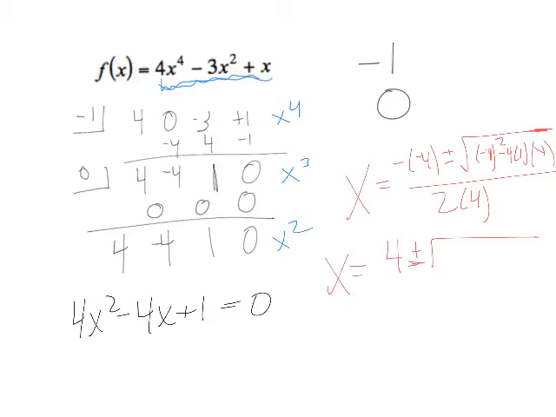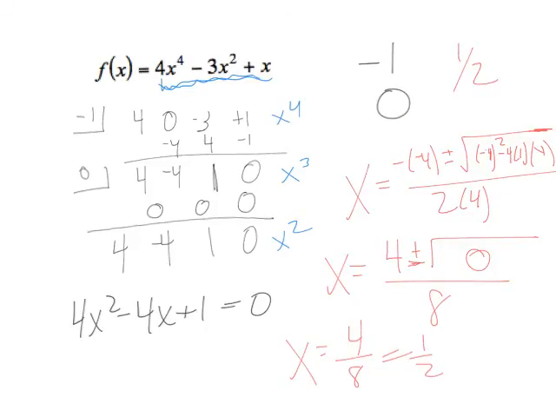All right, so underneath the square root, we have 16 minus 16, so that's going to give me 0. And then I have 2 times 4 is 8. So this is x equals 4 over 8. You don't have to worry about the whole plus or minus 0 thing, so you really just get a half. So there's our half. So we actually have three zeros.